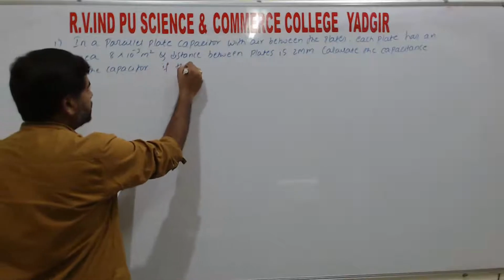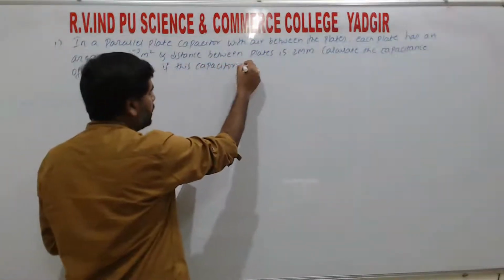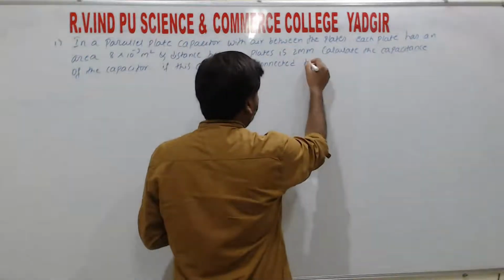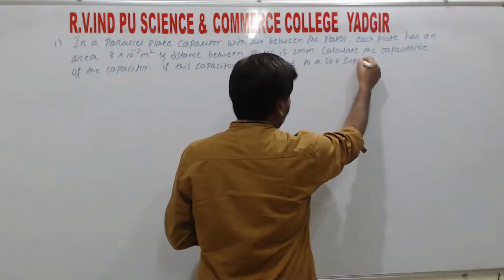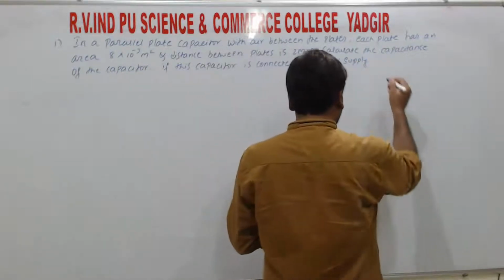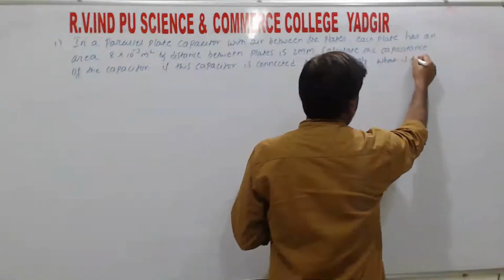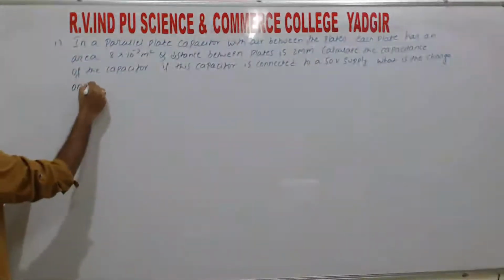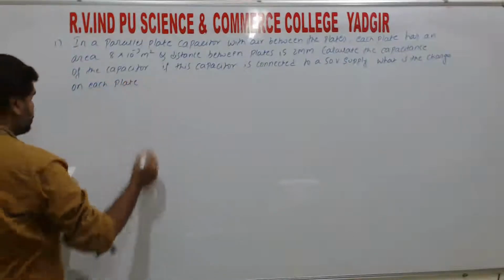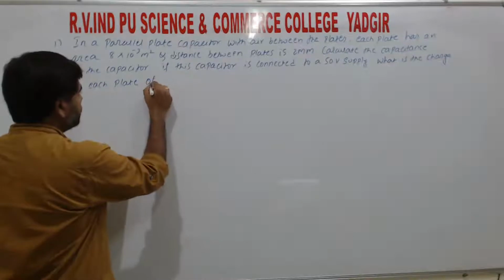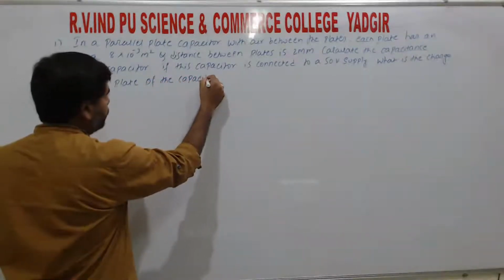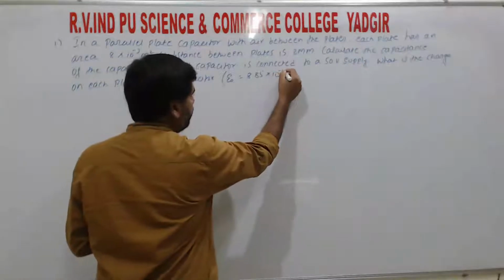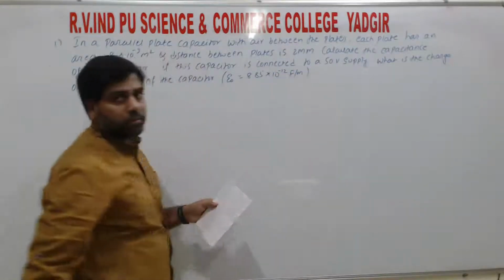If this capacitor is connected to a 50 volt supply, what is the charge on each plate of the capacitor? Given epsilon naught is equal to 8.85 into 10 to the power of minus 12 farad per meter, right?